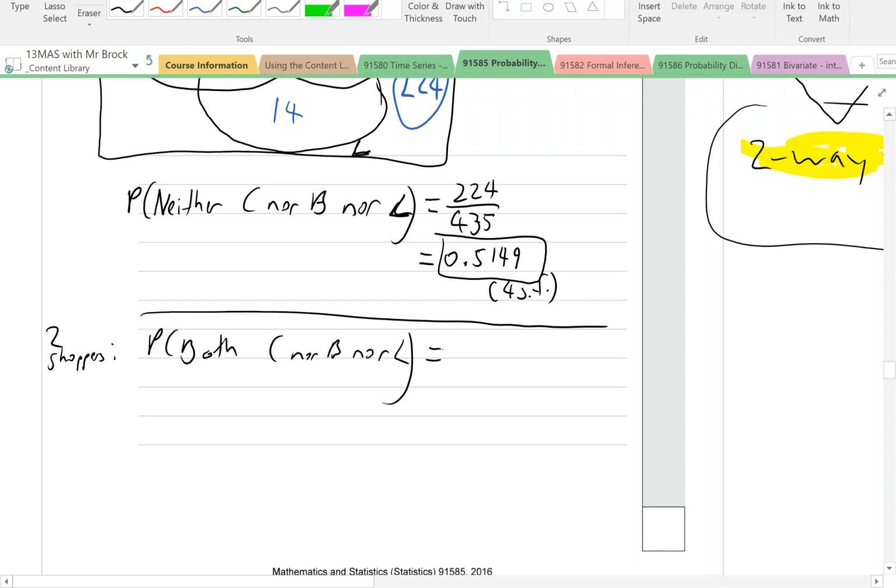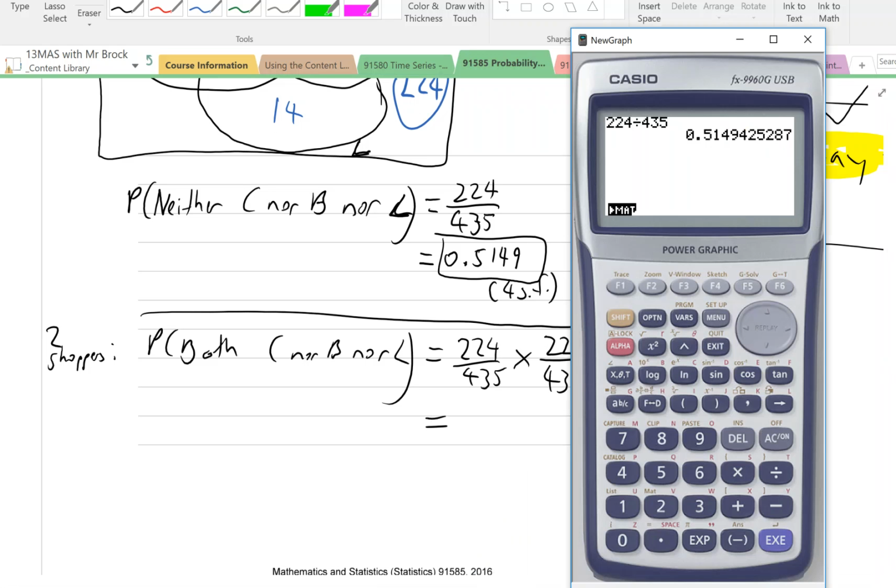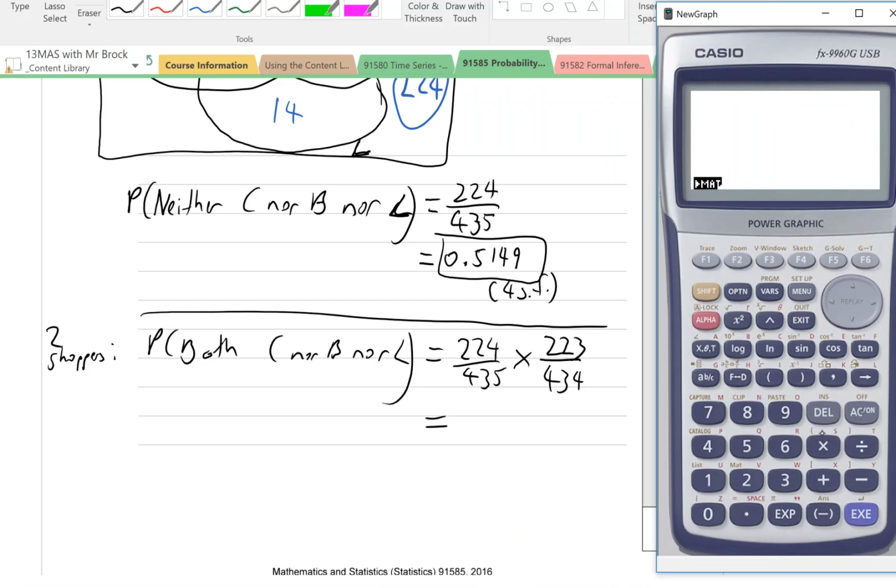Why would it be wrong to just square that probability? Why would we not square it? Have a think about it. Well, the reason is that it would be without replacement. If you chose one, there'd only be 434 left. So the first one would be 224 out of 435 chance, but then the second one that we chose would only be out of 434, and there'd only be 223 left. So then we would have to multiply those.